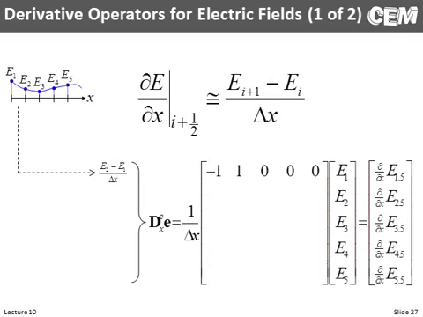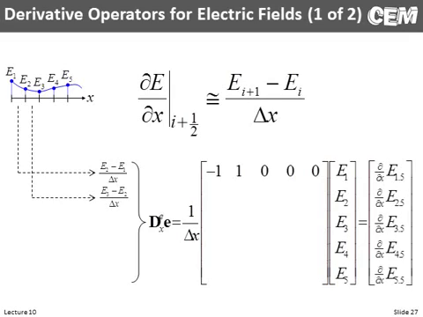It looks like that. Remember, this first column is relation to E1, and that's a negative 1. Second column is relation to E2, which is a positive 1. So this gives us E2 minus E1, then everything's divided by delta x. So we filled in our first row.